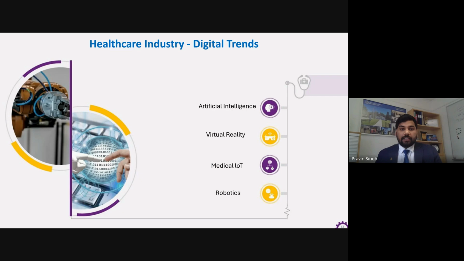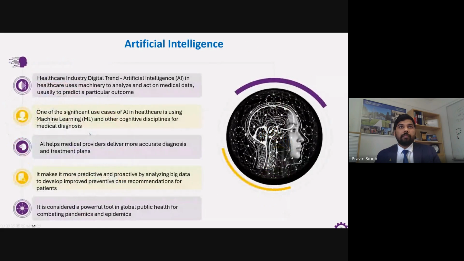And virtual reality is enhancing medical training, therapy, and surgical simulations. The medical Internet of Things is connecting devices for real-time patient monitoring. And robotics is one of the revolutions, in surgeries and in automating repetitive healthcare tasks. So this is very important in the healthcare industry. People are going for the digital trend.